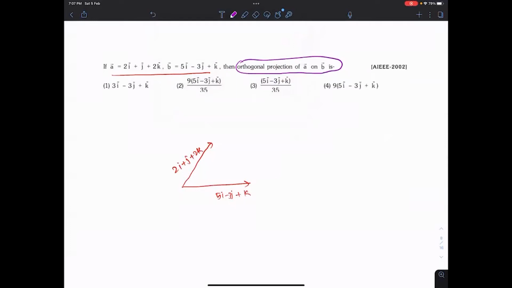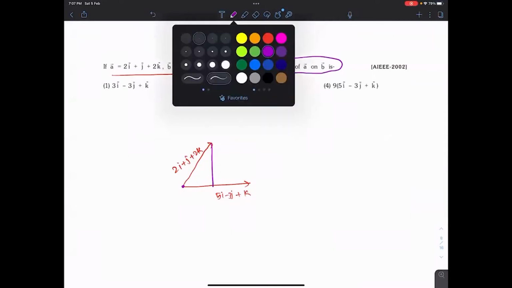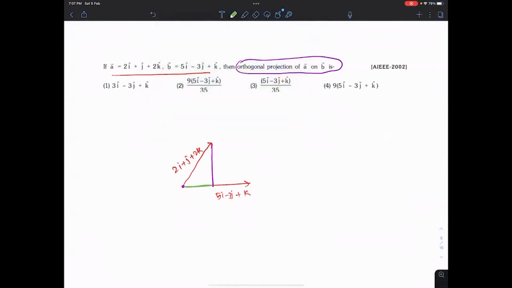What is meant by orthogonal projection? You know what is normal projection, na? Just now we have seen. So what is the normal projection? This vector, the green color vector, is A bar dot B cap, that is a projection, into B cap.